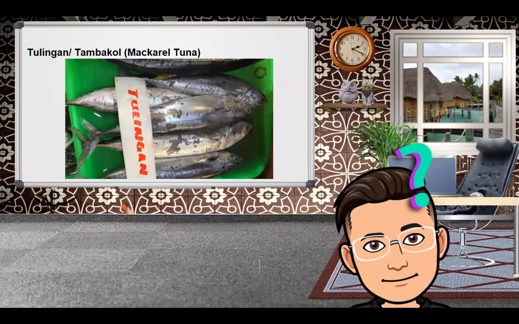Then we also have the tulingan. With its vertical stripes at the back, deeply forked tail, and a small velvety touch of scale, this fish is usually found off the shores of both temperate and tropical seas, commonly swimming in a school across the deep ocean. The tulingan fish is available in the public market, usually priced at 60 pesos per half a kilo.